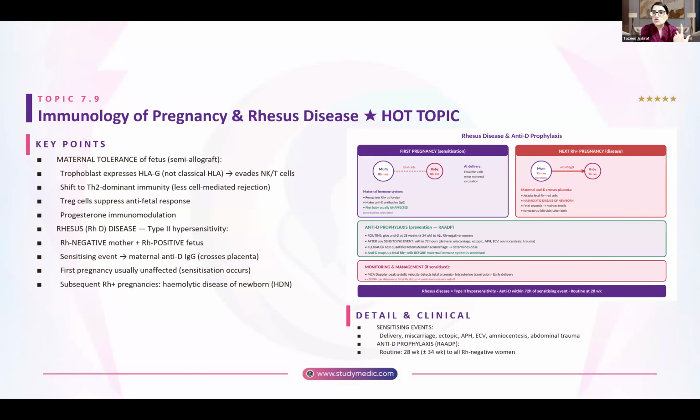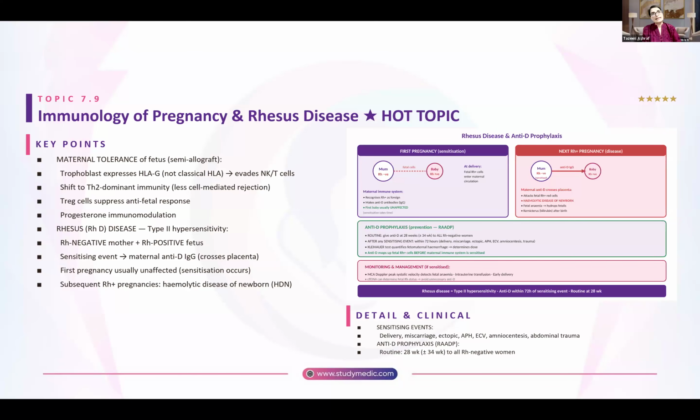Okay, so now what will happen next time? These antibodies are there, ready to attack the fetal cells. So next time when it is an Rh negative mother and an Rh positive baby, this immune reaction will happen, and this will lead to hemolytic disease of the newborn as well.